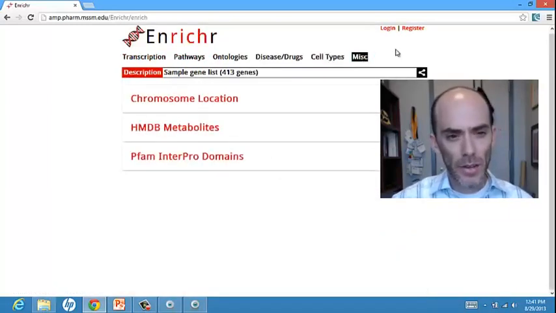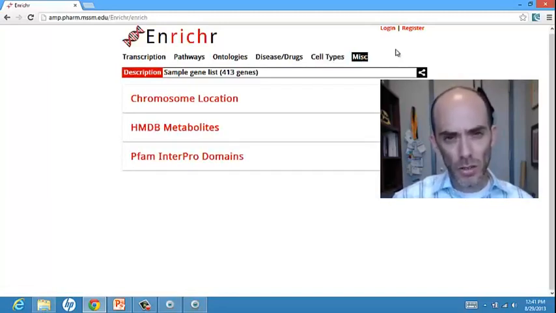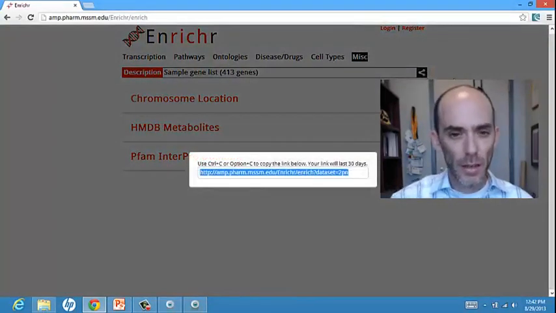In the miscellaneous categories, we have genes that share a chromosomal location, and also genes that share metabolites, as well as genes that share structural domains. Enrichr also has a feature where you can share your results with your colleagues. So if you click on this link button, you can get a URL, and that URL can be saved and then emailed to a colleague to share the results of your enrichment analysis.